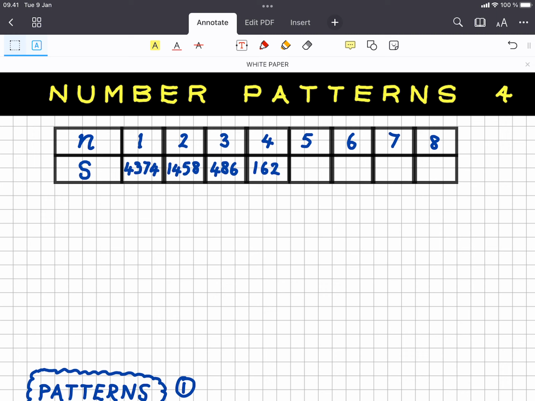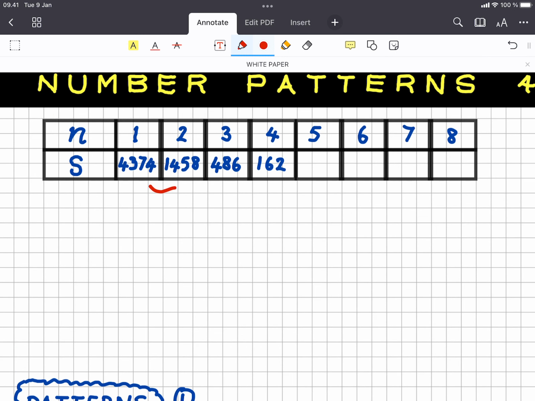Well, first of all, we need to see if it's going down by a fixed amount every time. So if we just try subtracting one term from the next, are we getting the same thing every time? And in fact, we're not. So we need to see what happens if we divide these out. So if we do 4,374 divided by 1,458, are we getting the same as dividing 1,458 by 486? And indeed, that is what's going on here.